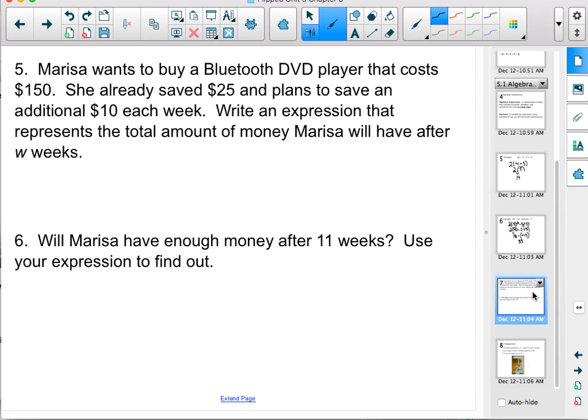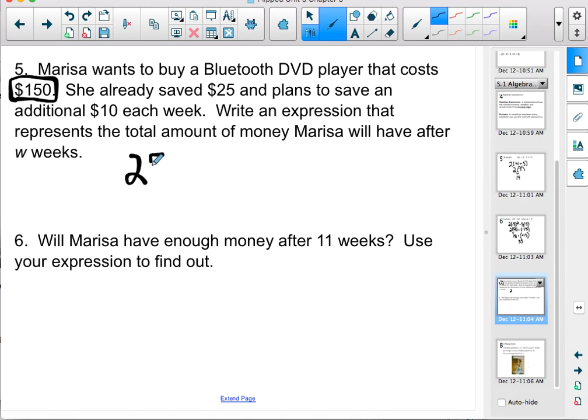Our last problem that we're going to look at is number 5, and number 6 kind of ties into number 5, so we'll do them together. It says Marisa wants to buy a Bluetooth DVD player that costs $150. She already saved $25 and plans to save an additional $10 each week. Write an expression that represents the total amount of money Marisa will have after W weeks. So I'm writing an expression to see how much money she has. That tells me that right now, that 150 is not part of what she has. She has 25, that's what she starts off with.